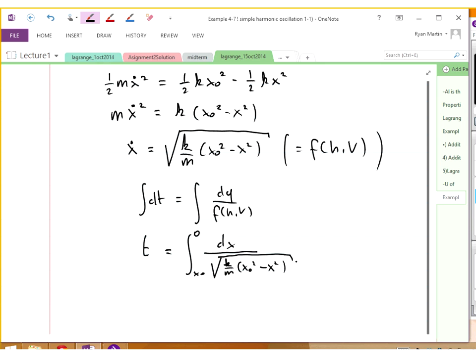Because for a simple harmonic oscillator, if you start at x naught, it will go to 0, then it will go to minus x naught, and it will go back to 0, and then it will go back to x naught. All right. So if I do 4 times that, then that's equal to the period. And that's an easy integral to look up.